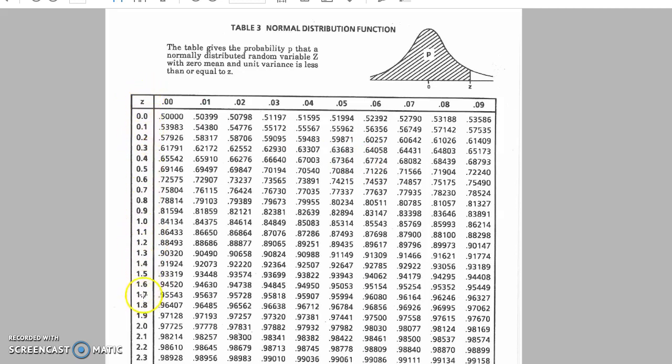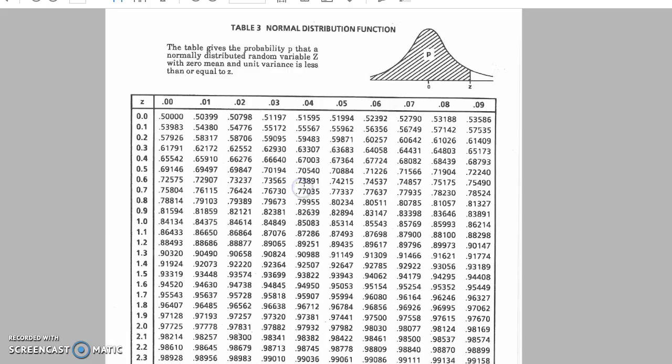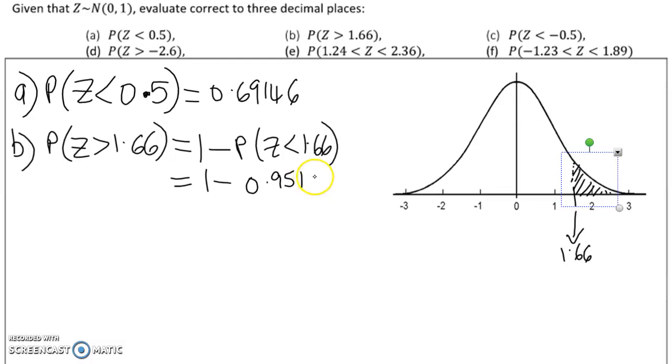So down to 1.6 on the left, and then across until we're under the 0.06 column, and we have 0.95154, and when you take that away from 1, 0.04846.